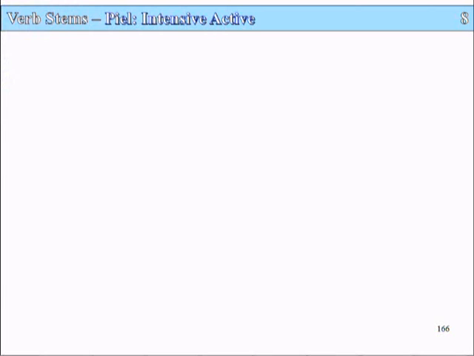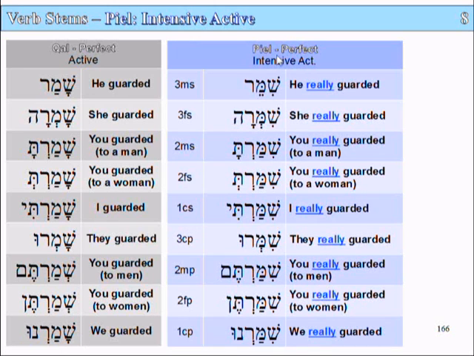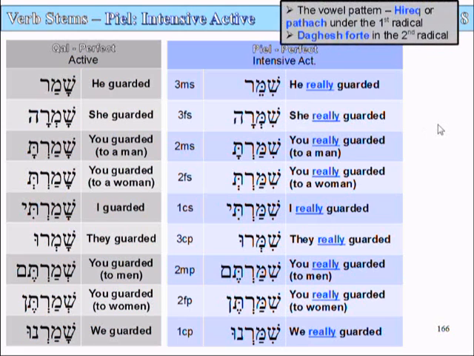Slide 166, Lesson 8, Verb Stems, Piel, the intensive active verb stem. And now we'll have a look at the tables and compare the Piel with the Qal. So here is the Qal perfect, simple active verb stem, and here is the Piel. And it looks pretty much the same except the vowels are different.